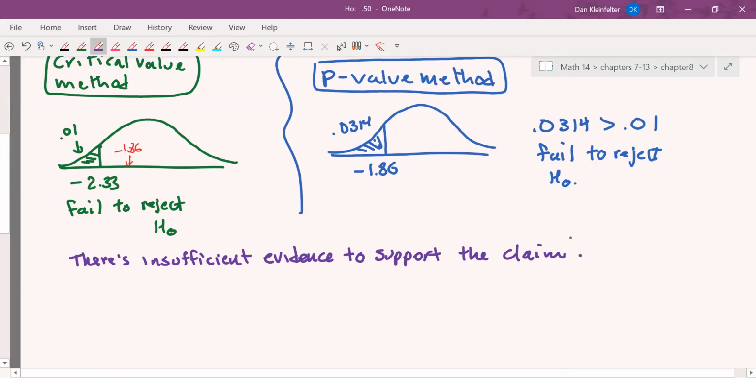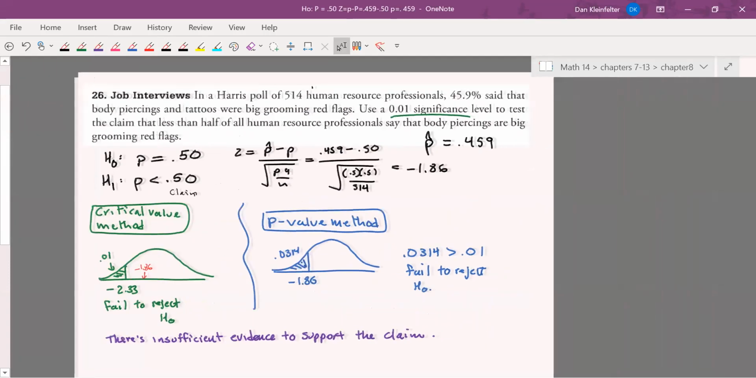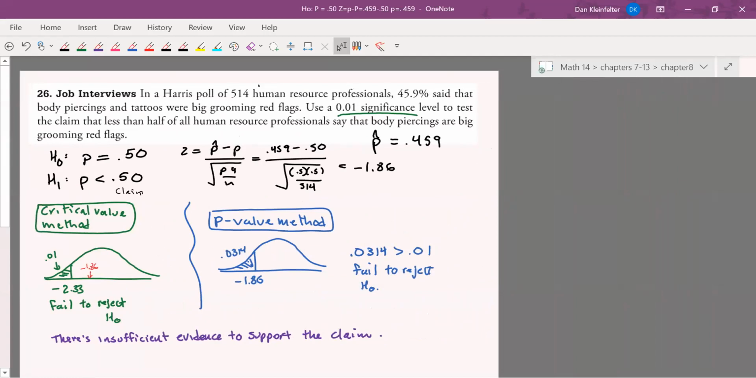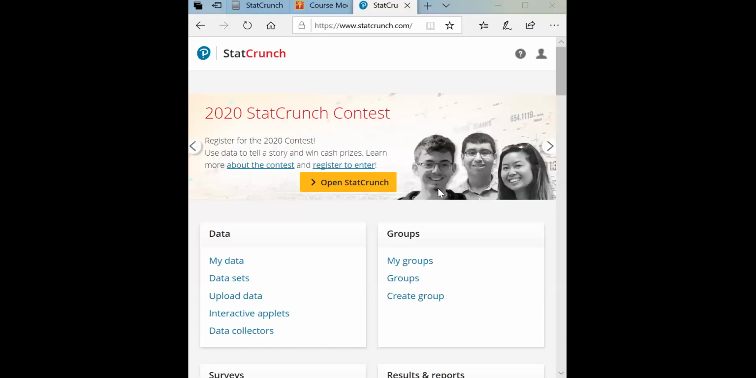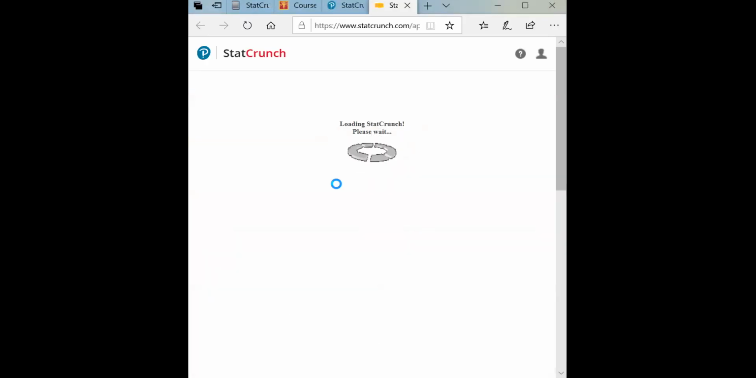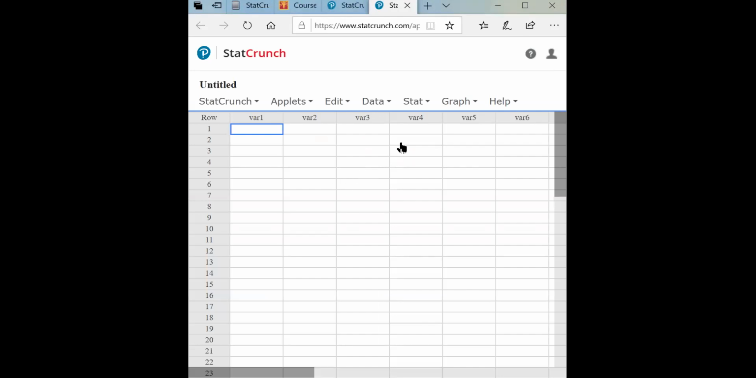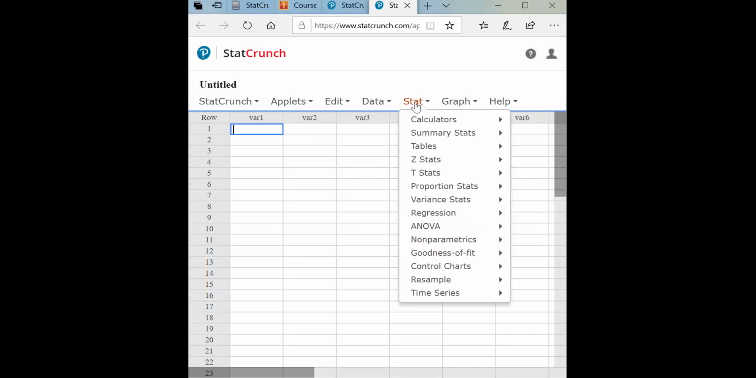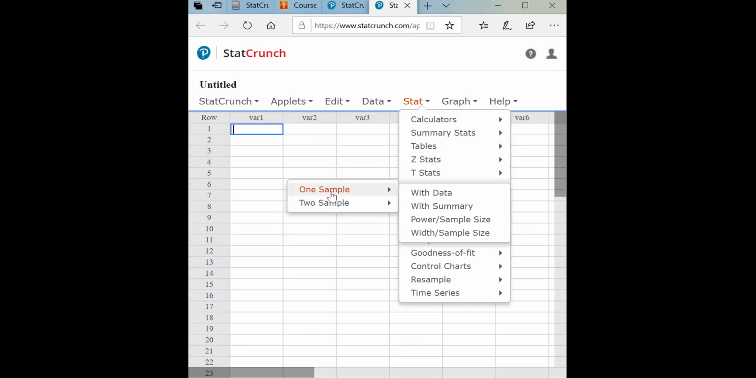All right, so that takes care of that. What I would like to do next is use this example to see how we would do hypothesis testing in StatCrunch. So let me get that set up. All right, so here we are in StatCrunch. To do the hypothesis test, we'll go into Stat, and then we're doing something with proportion. You want to be careful here because it says Z-stats. We're actually working on proportions though. So go down to proportions and then one sample.